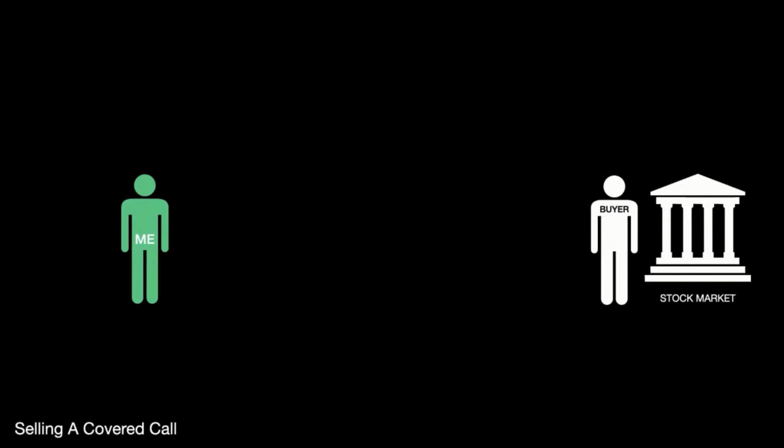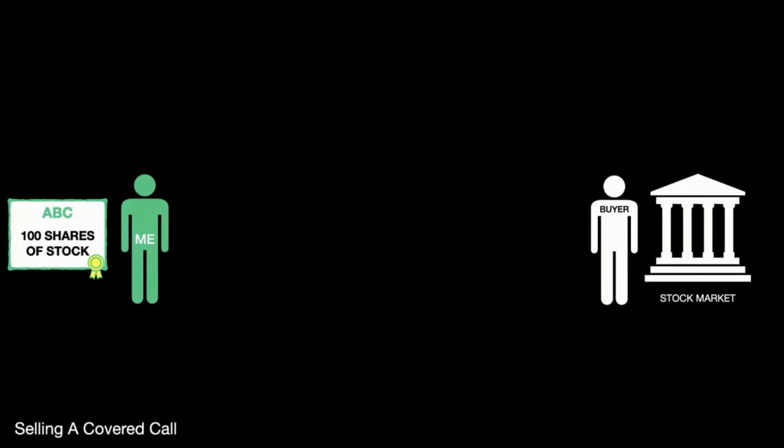Okay, so let me walk you through an example, and hopefully it'll make it a little more clear as to what's going on here. So what you have here is a graphic depiction of me on the left. You can see me standing in the green on the left-hand side. And on the right-hand side, we've got the stock market. And that market has some buyers involved. Now, I mentioned that I buy and hold stocks. And so as a part of my portfolio, I have 100 shares of stock, say, for company ABC.